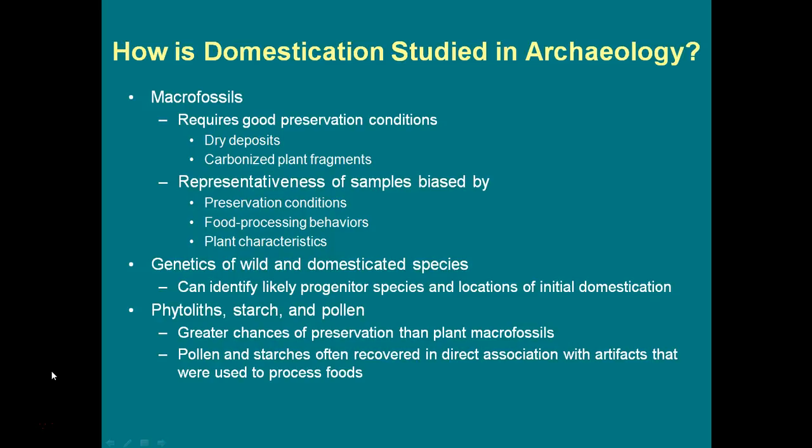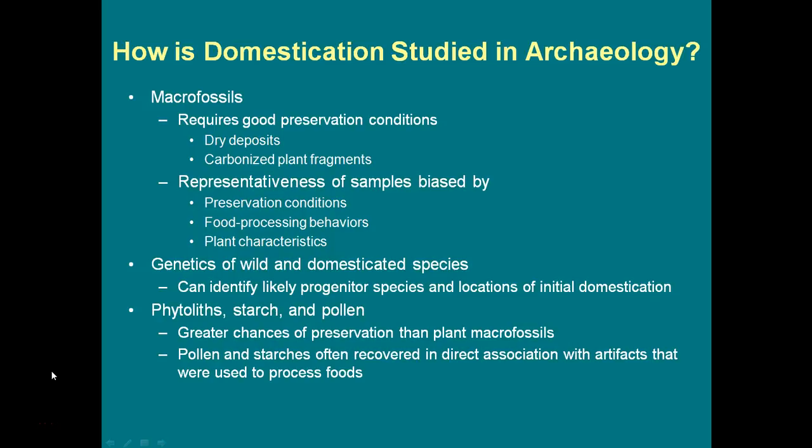The genetics of wild and domesticated species can be compared in order to identify where it was on the landscape that the center of initial domestication occurred. What wild plant populations have unique genetic markers that are still found in domesticated varieties? And Smith gives an overview of some of the ways that genetics have been used to identify the centers of corn and squash domestication.